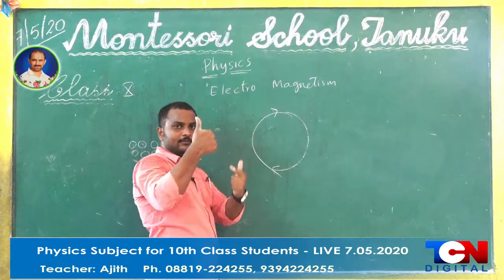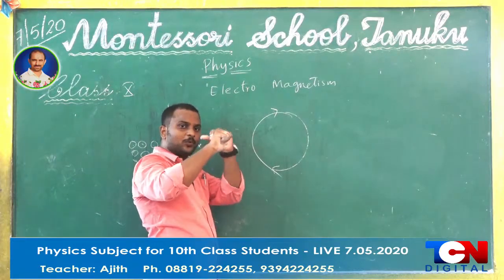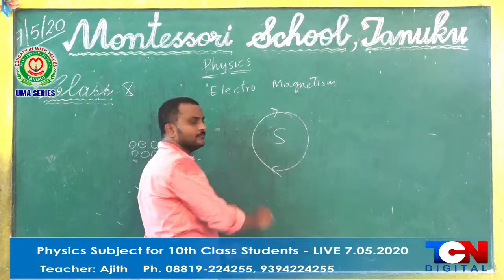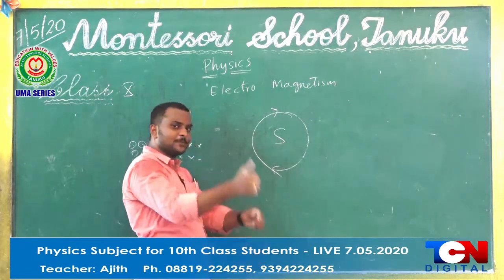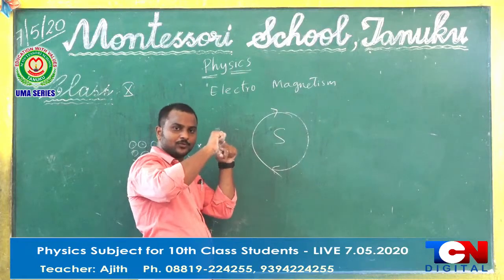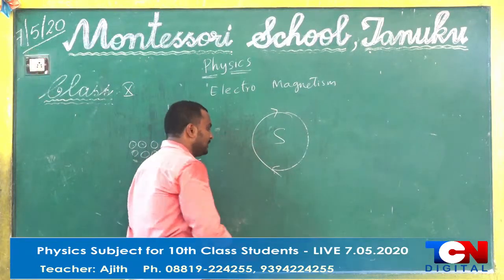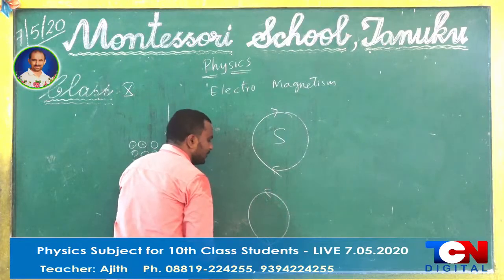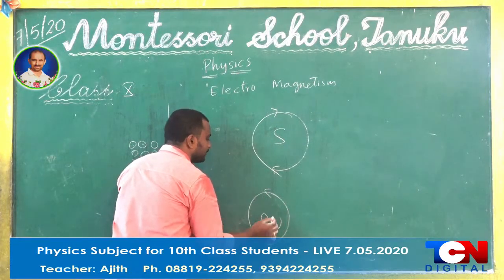So this thumb indicates the north pole. This north pole is inside, so what we can see is the south pole. Okay. Or you can explain it as the thumb is the north pole, and inside the magnet the direction of the magnetic field is from south to north. So in the same manner it can be explained. So if it is in this direction, this will be the north pole.